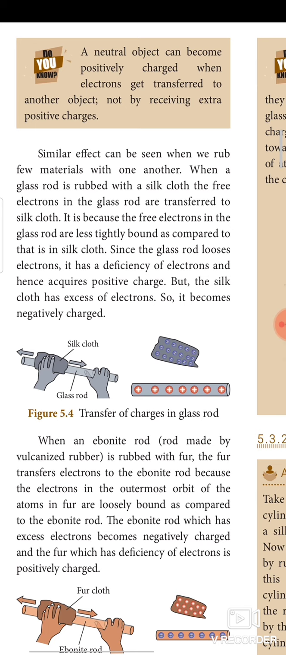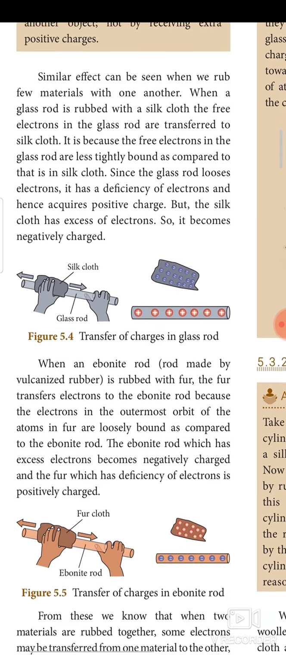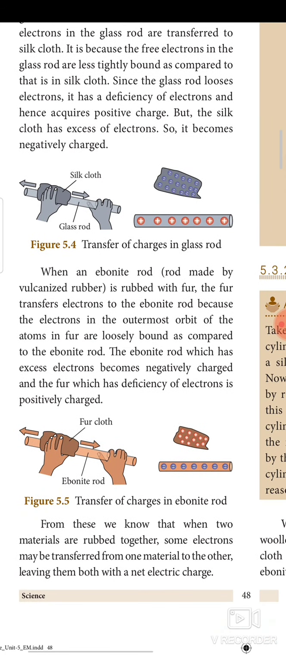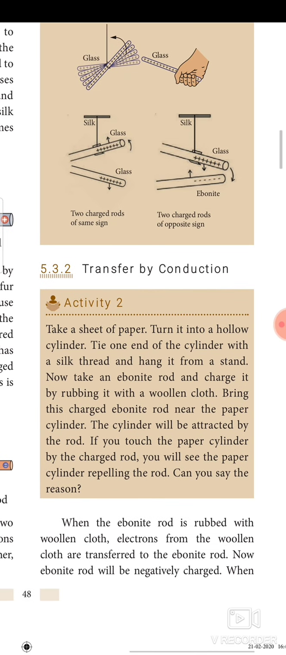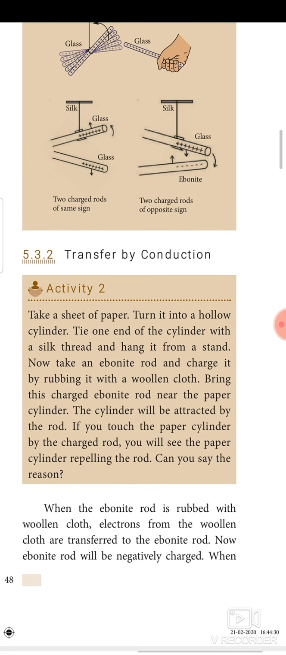From these we come to know that when two materials are rubbed together, some electrons may be transferred from one material to the other, leaving them both with a net electric charge. When the ebonite rod is rubbed with the woolen cloth, electrons from the woolen cloth are transferred to the ebonite rod. Now the ebonite rod will be negatively charged.